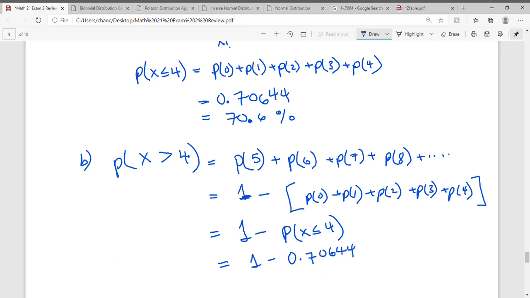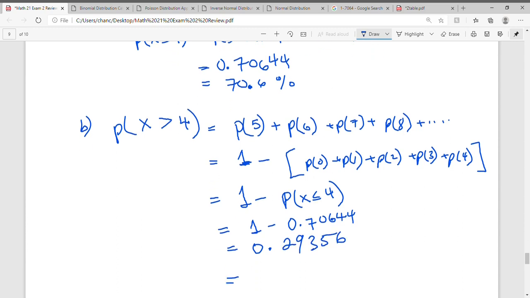0.7644. And that gives us 0.2356. And of course, I could round this to 23.6%. So this is what I would do. I would subtract from 1 the previous answer, since this is X greater than 4.